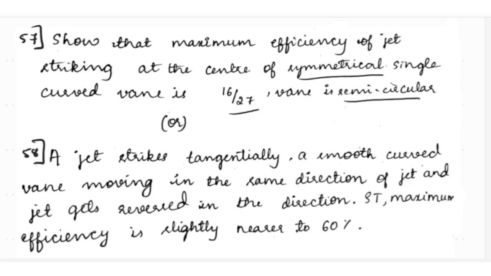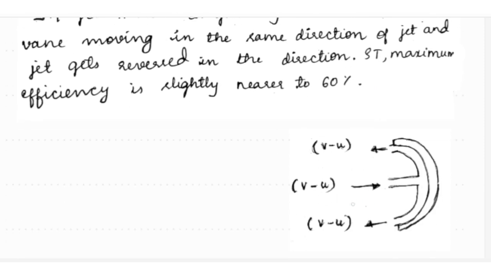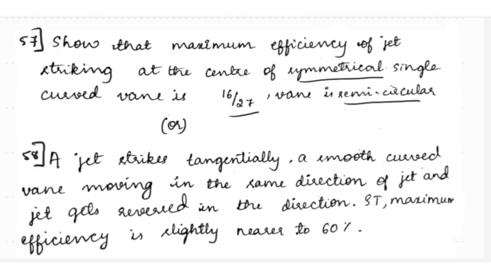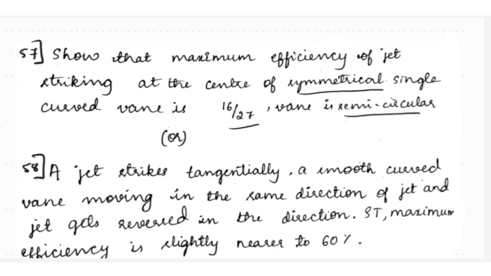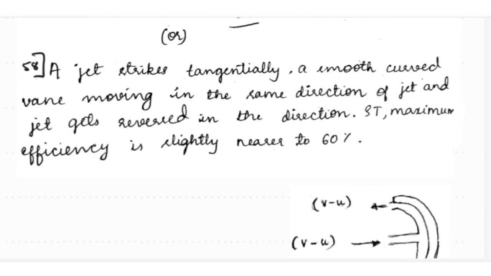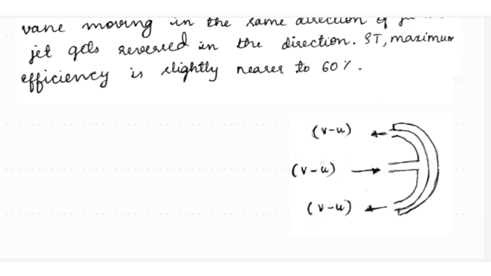So let us draw the curved vane. Here you can see the jet strikes this curved vane. If I do the solution for the first question, that is the 57th question, the jet will strike the curved vane at the center. So I will draw here v minus u. Here the plate is moving, so the jet strikes the curved vane at the center with velocity v minus u, and the jet gets reflected in the reverse direction. So that is v minus u.